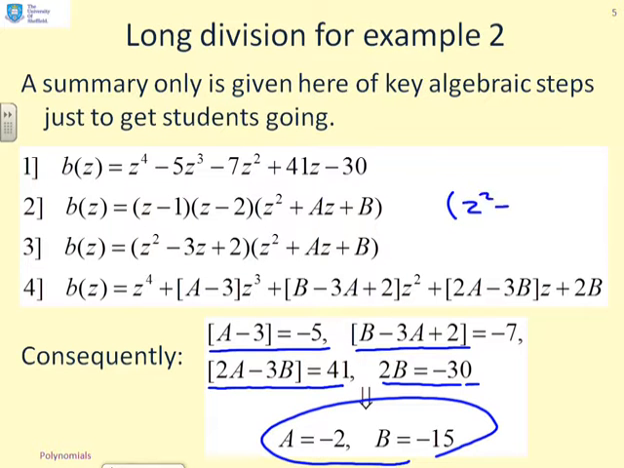z squared minus 2z minus 15. Okay? So you should, by inspection, be able to write that gives you z minus 5 times z plus 3. So there we've got our other two factors.